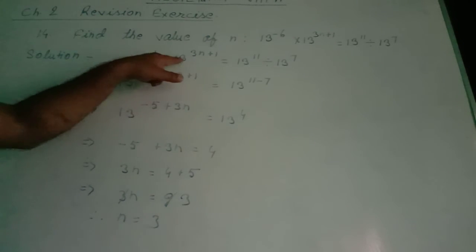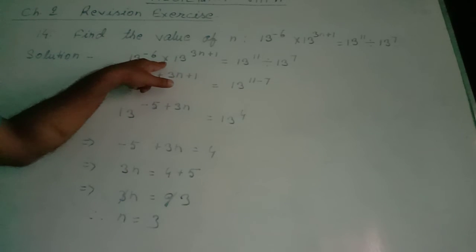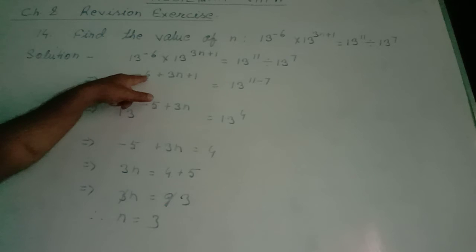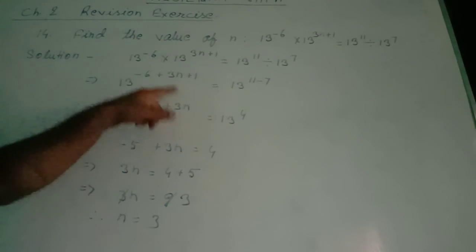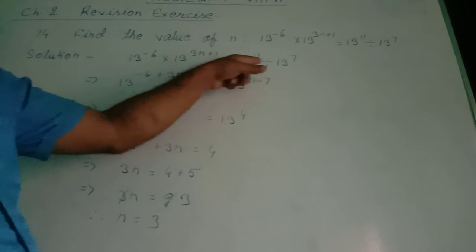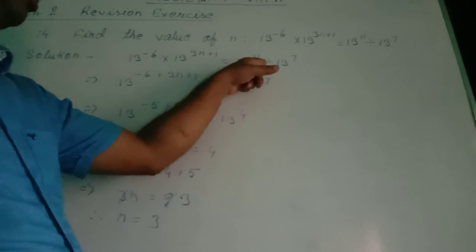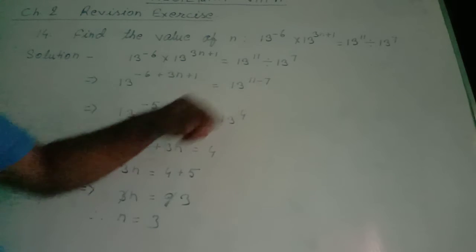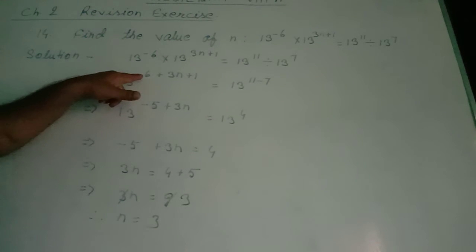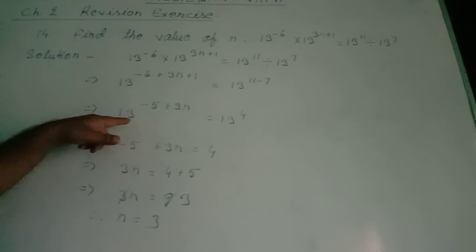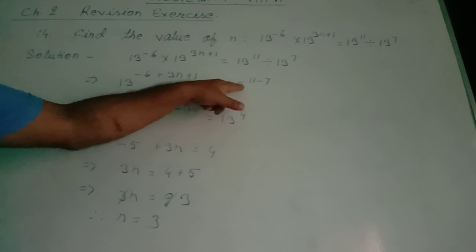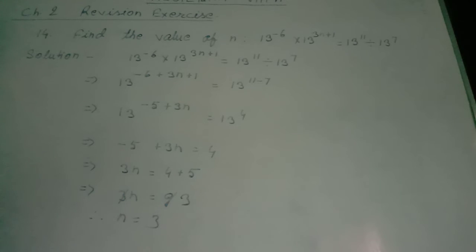Now these two bases are same and these two are in the form of multiplication, so the powers will be added. For that I wrote 13 to the power minus 6 plus 3n plus 1, powers are added. Here these two bases are same, but these two are in the form of division, so the powers will be subtracted. For that I wrote 13 to the power 11 minus 7. Now this calculation, minus 6 plus 1, that is minus 5. So I wrote 13 to the power minus 5 plus 3n equal to 13 to the power 11 minus 7 equal to 4. These two bases are same, so I cancel that.